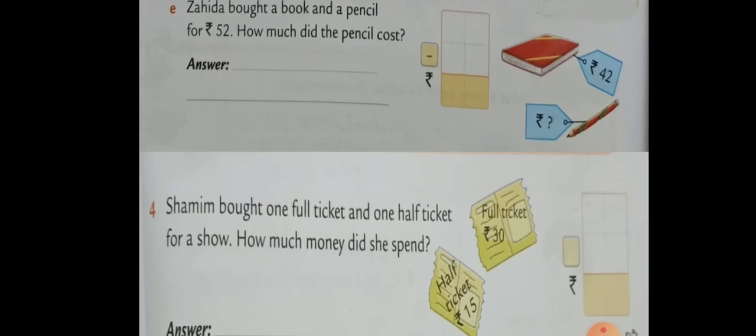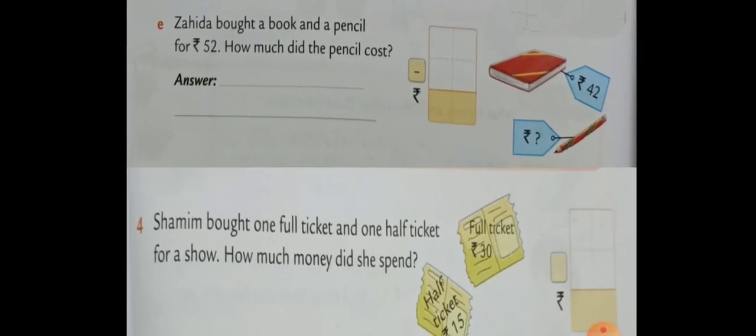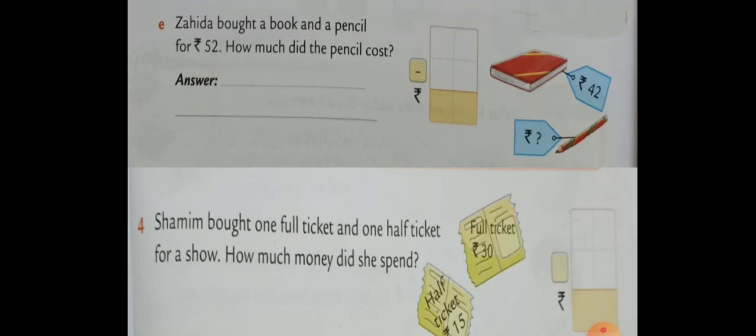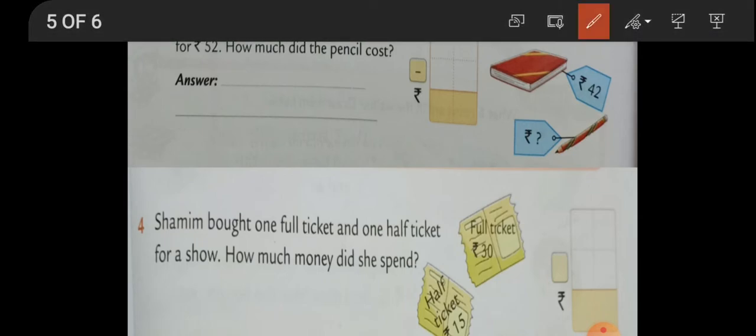Yes. Let's do the next one. Zahida bought a book and a pencil. One minute, let me put it down. Book and a pencil for rupees 52. Okay. Book and pencil for rupees 52. Okay. How much did the pencil cost?